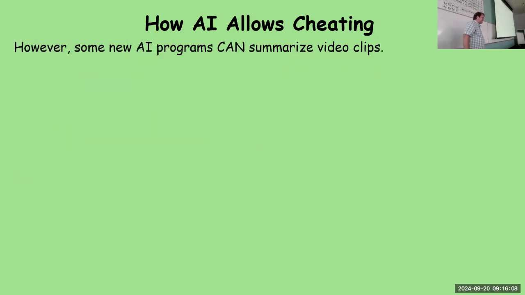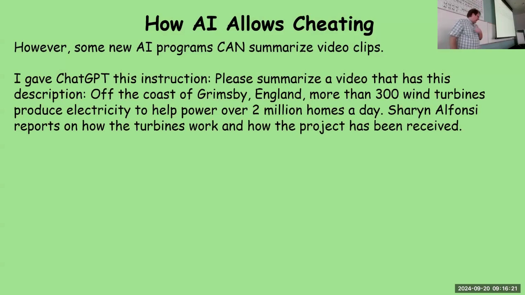But the problem is, even this isn't foolproof. And there are ways of getting around this for a student who's a little bit more dedicated to getting away with cheating, to summarize video clips using AI. So I did this myself, and I asked ChatGPT, I said, please summarize a video that has this description. And I copied and pasted this description from the YouTube video.